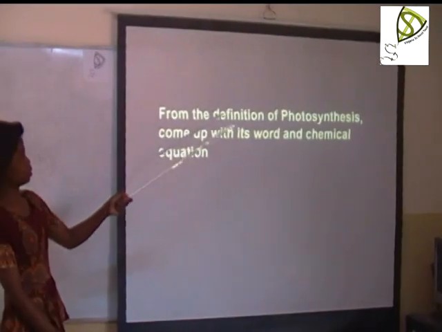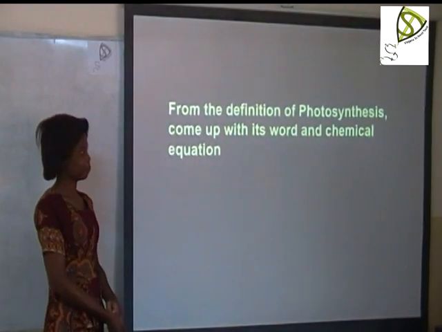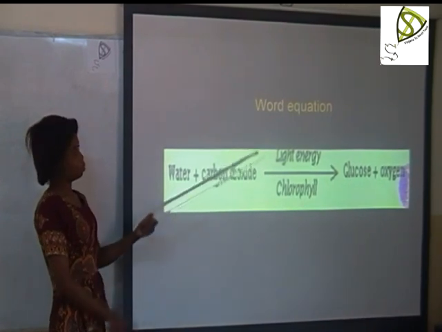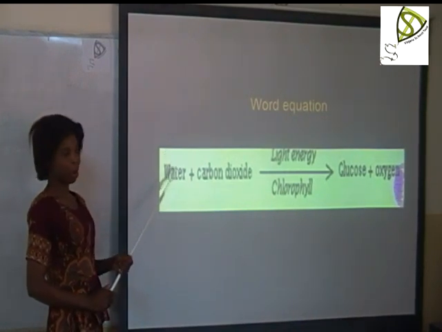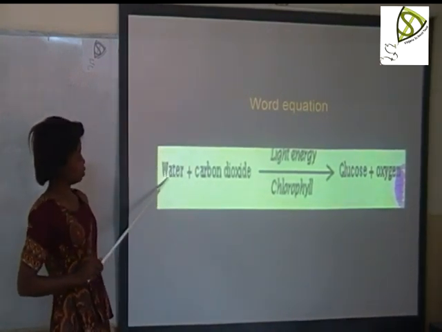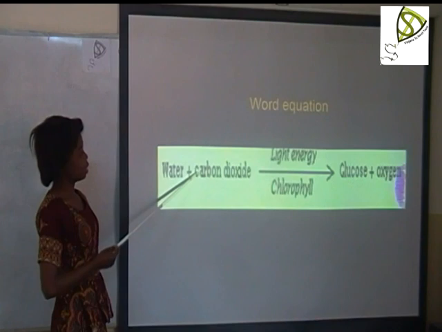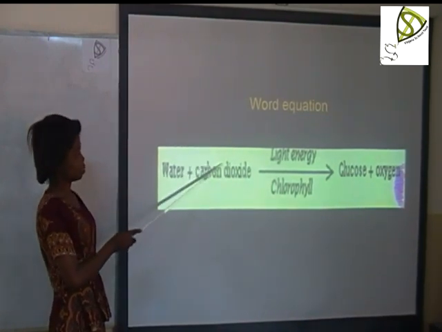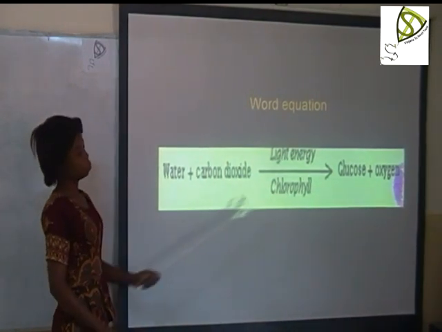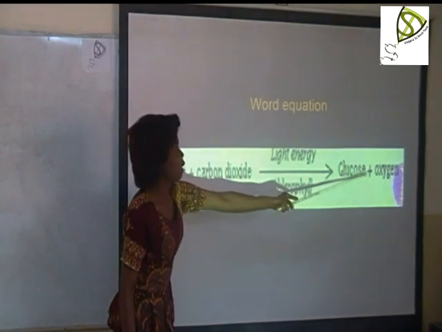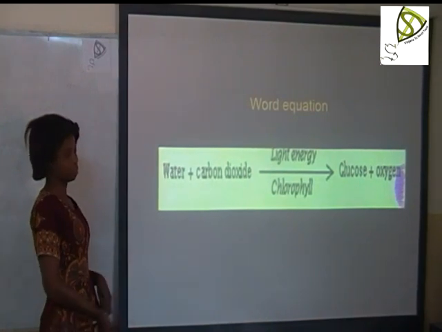Now, from the definition of photosynthesis, can you come up with its word equation and the chemical equation? So I'm going to give you the word equation. In a word equation, we usually use words. As you can see, we have a word here which is water. So we said water is going to combine with the carbon dioxide from the atmosphere. And then the light energy is going to be trapped by the chlorophyll in the leaves to give us glucose and oxygen. So this is the word equation for photosynthesis.